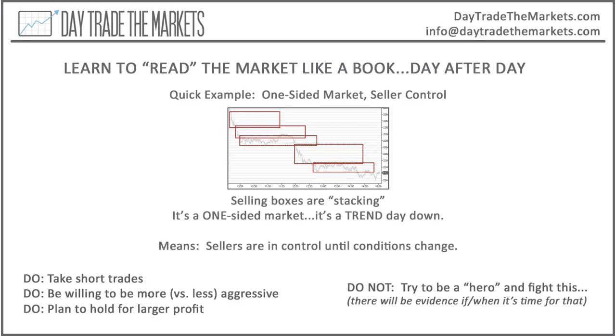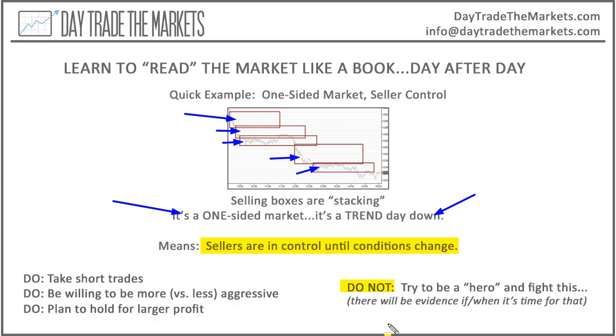Same thing here where we have stacking selling boxes. Again, selling boxes just stacking on top of each other. That again is showing us that it's a one-sided, in this case, seller control market. It's a trend day down. Again, sellers are in control until conditions change. You do not want to try to be a hero and try to buy the lows, and you're going to get your head ripped off all day if you do that.